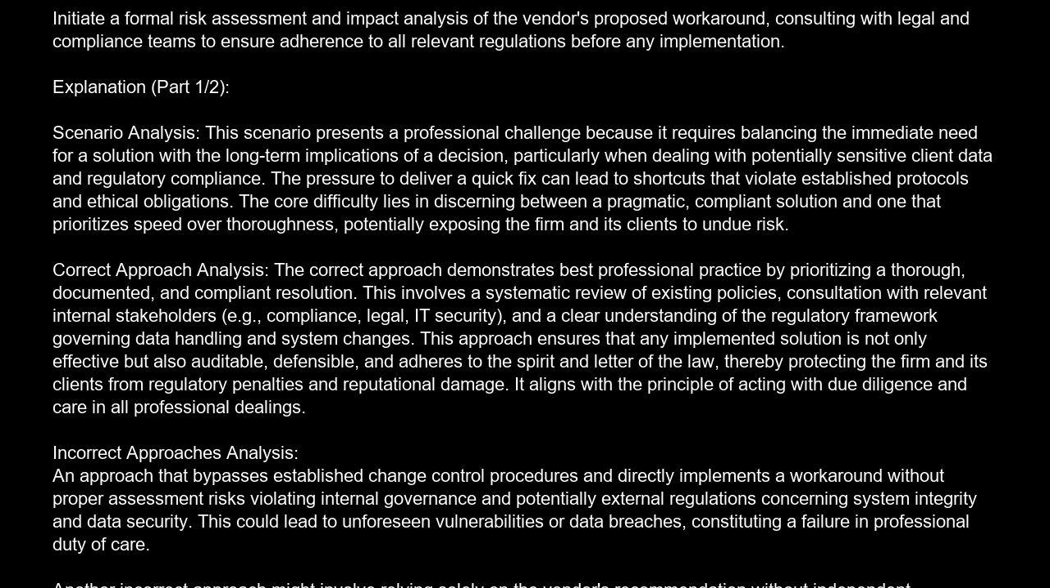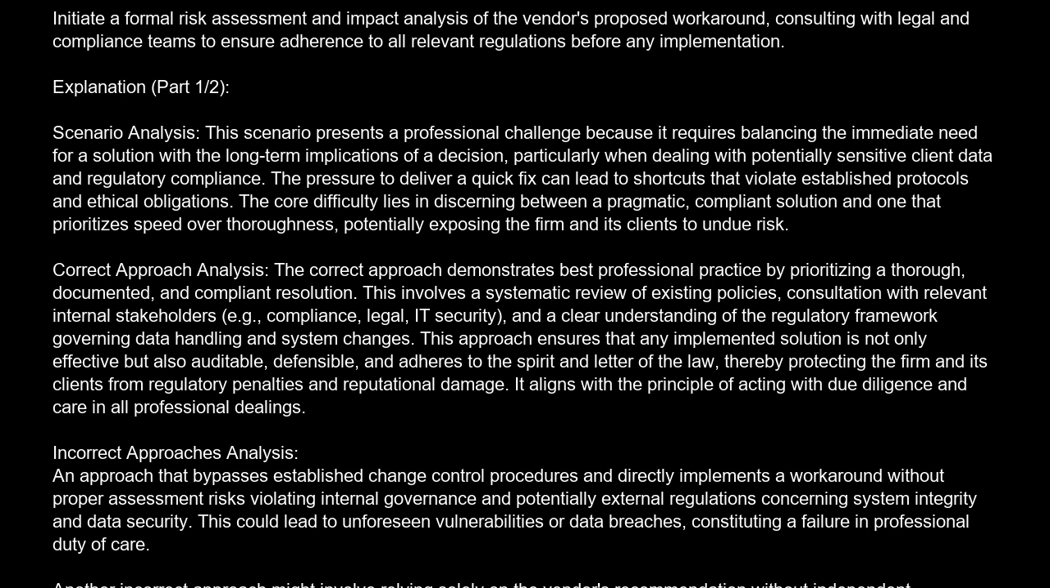Correct approach analysis. The correct approach demonstrates best professional practice by prioritizing a thorough, documented, and compliant resolution. This involves a systematic review of existing policies, consultation with relevant internal stakeholders, e.g., compliance, legal, IT security, and a clear understanding of the regulatory framework governing data handling and system changes. This approach ensures that any implemented solution is not only effective but also auditable, defensible, and adheres to the spirit and letter of the law, thereby protecting the firm and its clients from regulatory penalties and reputational damage. It aligns with the principle of acting with due diligence and care in all professional dealings.